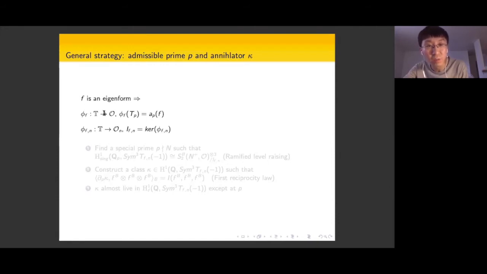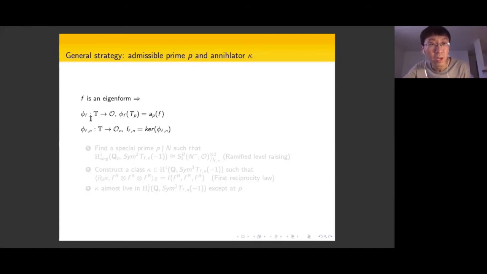Here T is a certain Hecke algebra that I will not introduce formally. This is the Hecke algebra acting on the new part of the space of modular forms of weight 2 and level n, which are new at n minus. And this morphism just corresponds to the Hecke eigensystem of F. It sends T_p to the p-th Fourier coefficient, for p not dividing n, of course.